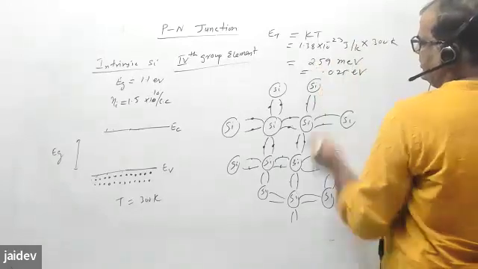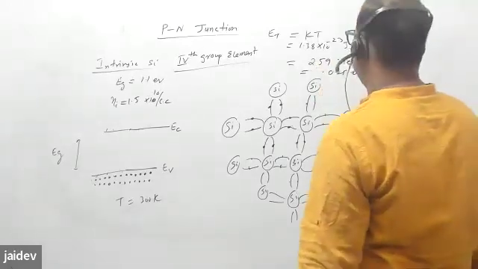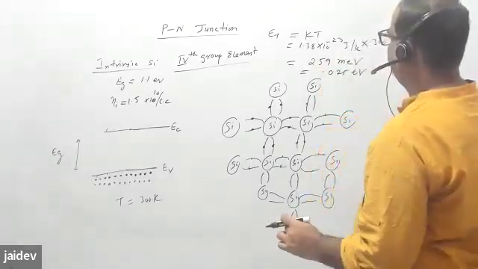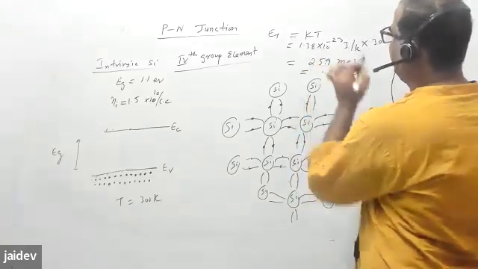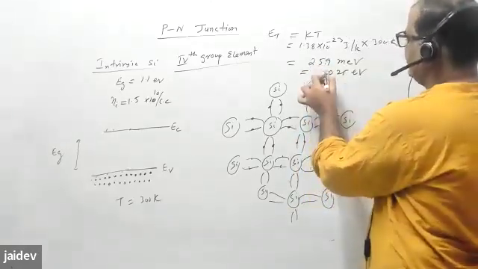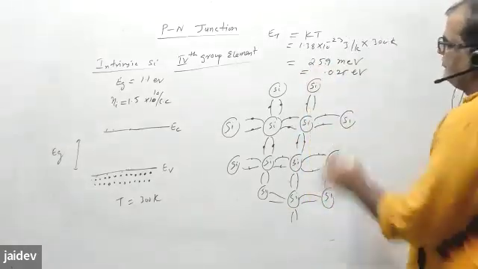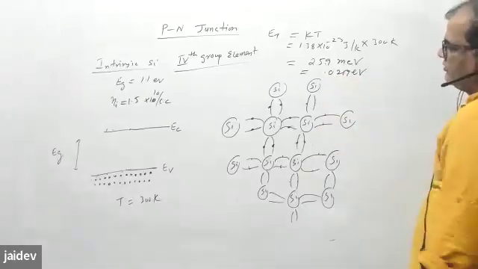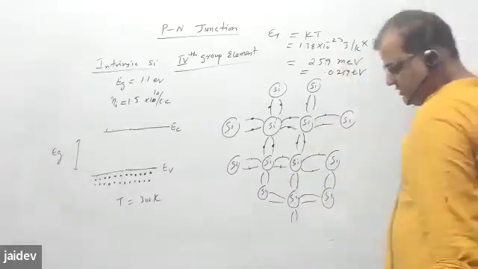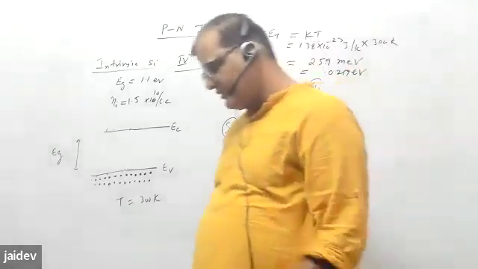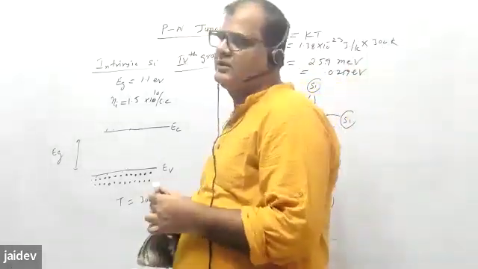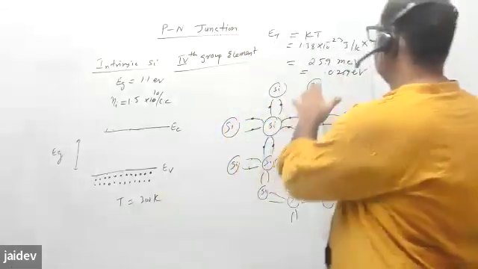Milli means 10^-3, so 25.9 milli electron volt, which becomes 0.02559 electron volt. Exactly, you can calculate it. This is the value that I remember, 25 milli electron volt, correct.